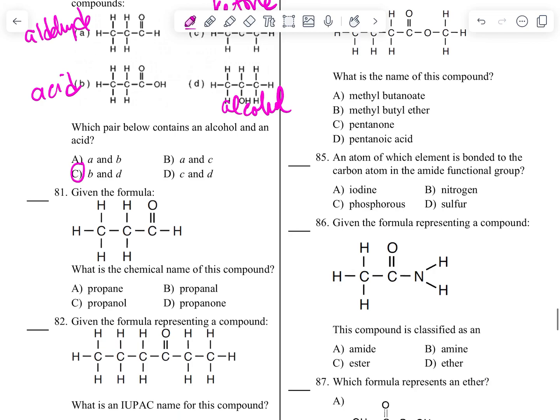What is the name of this compound? Meth, eth, prop. And C double bonded O to the end is called an aldehyde. So it's called propanal.